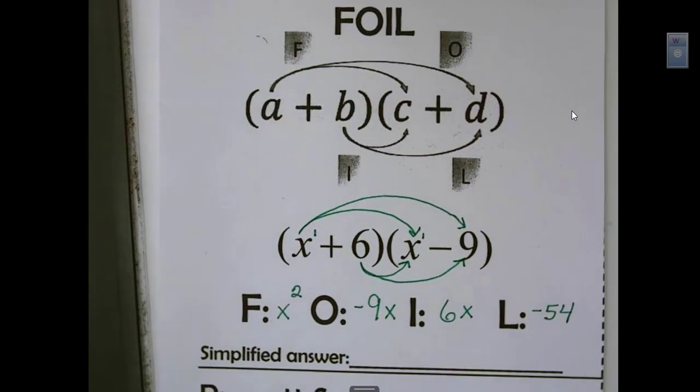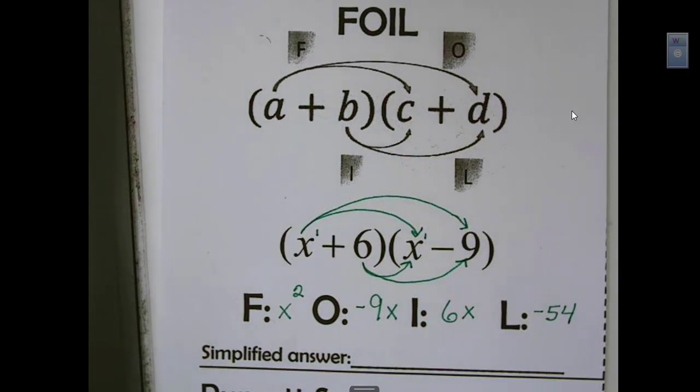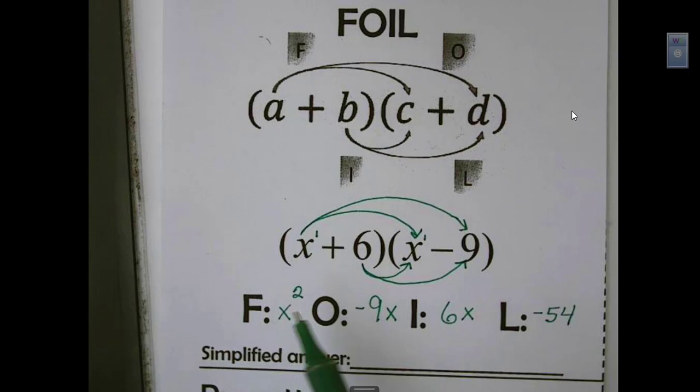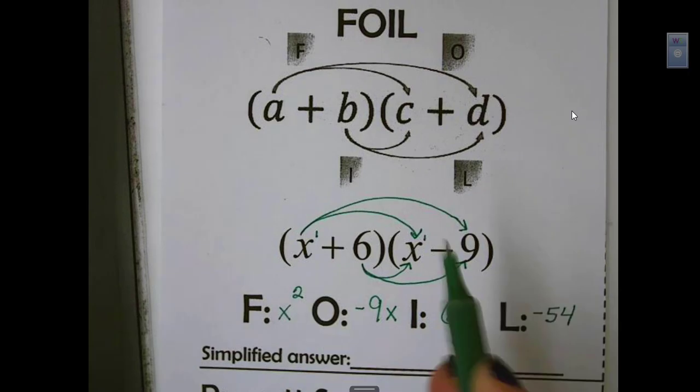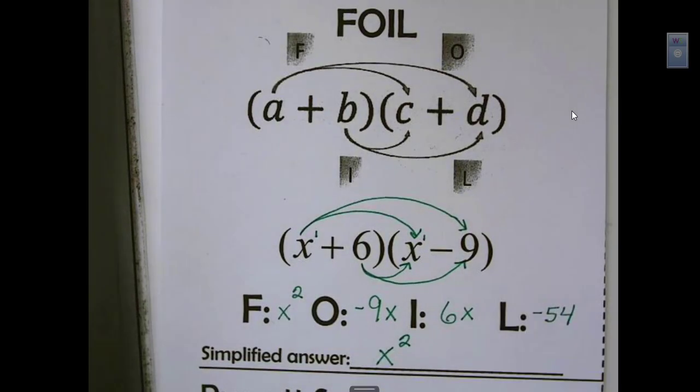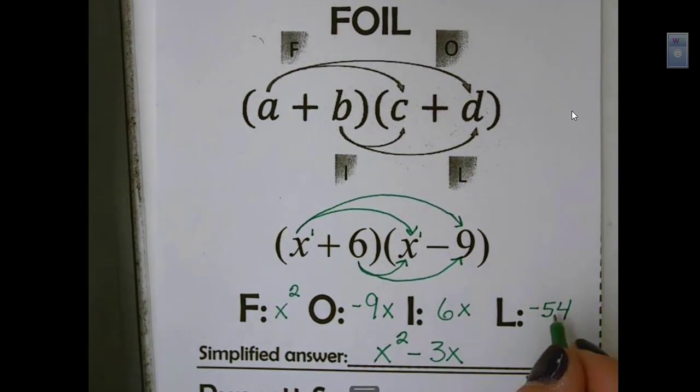Now what we have to do is get a simplified answer. We get like terms together. So we first look, does any other term have a squared with it? That is the only one. And this is going to be called descending order. We're going to go from the highest power down to the lowest. This is a degree of 2. Next, we're going to look at -9x. That's going to combine with 6x. -9x plus 6x is -3x. And then last but not least, we have the constant, -54.